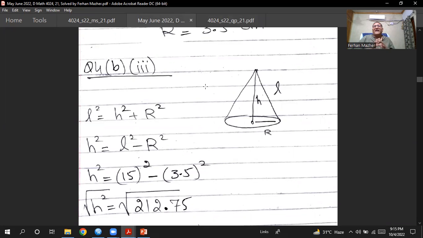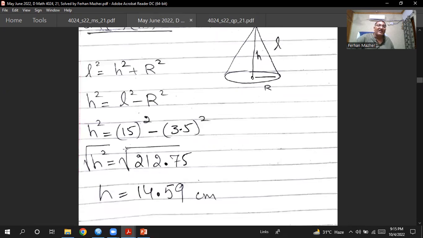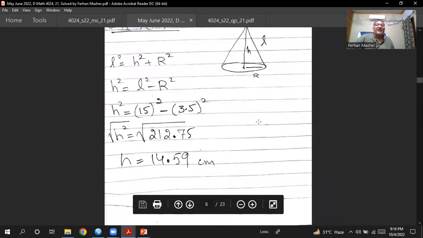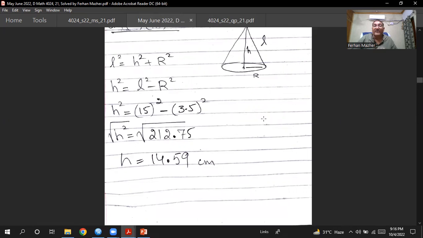So H, L and R are connected with each other by Pythagoras. So L square is equal to H square plus R square. And H square I want to find out, so that will be L square minus R square. Just put those values there. So H square is equal to 15 square minus 3.5 square, and that will be 212.75.